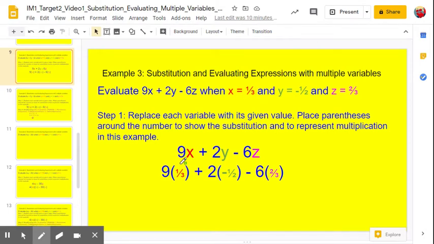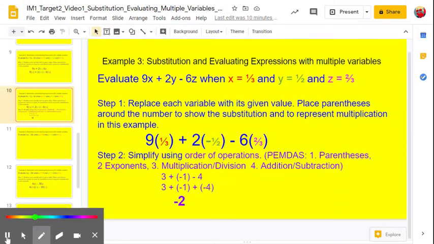1/3 goes in for x, so we got 9 times 1/3. Negative 1/2 goes in for the y, so we have 2 times the negative 1/2. And then for z, it's 2/3. The 2/3 goes in for the z, so it's minus 6 times 2/3. We could make this plus negative 6 times 2/3 as we go to simplify.